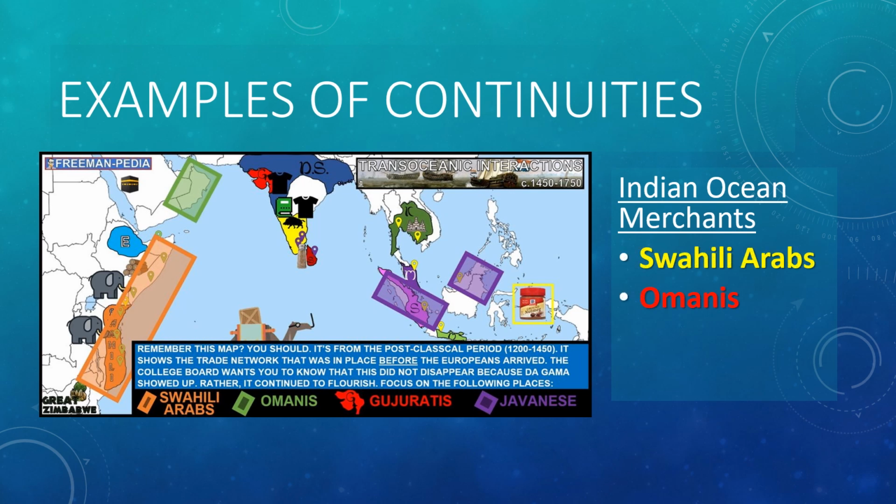The specific merchants that are mentioned, which are already on the map, and I just zoomed in here, could be examples of a continuation of the same groups trading, the intra-Asian groups trading: Swahili Arabs, Omanis, Gujaratis, and Javanese.